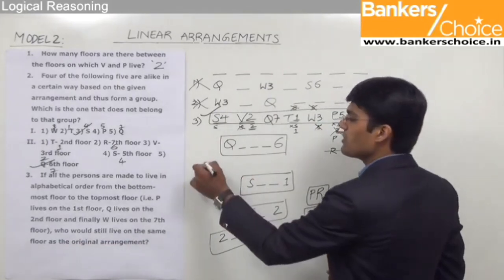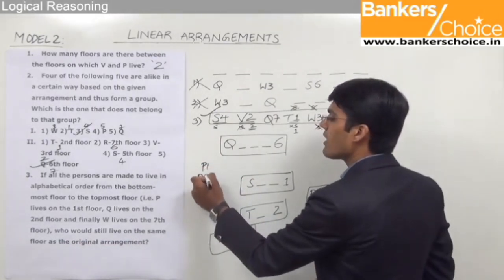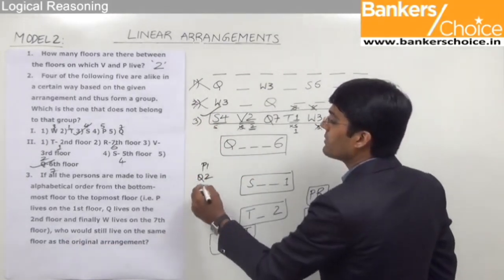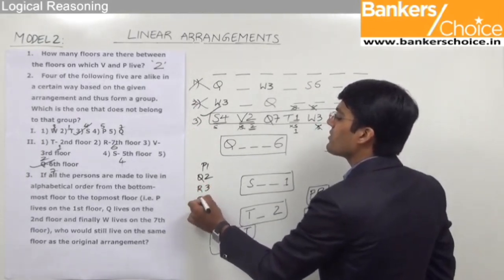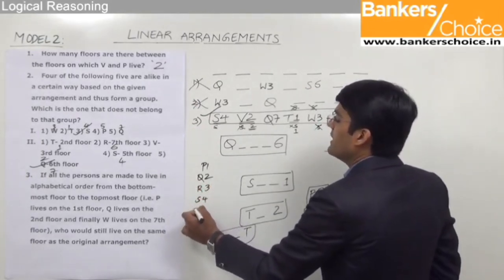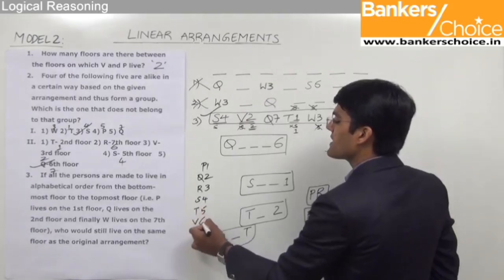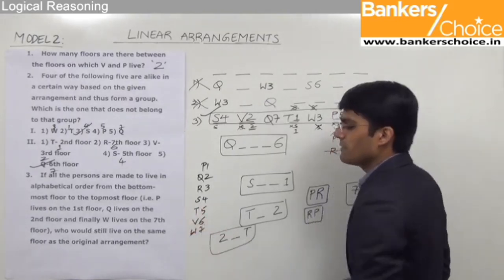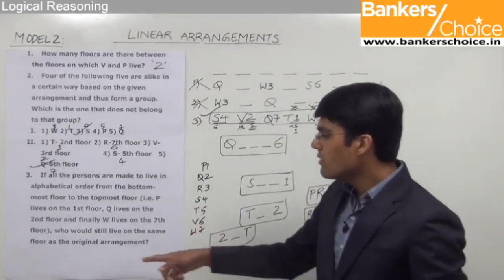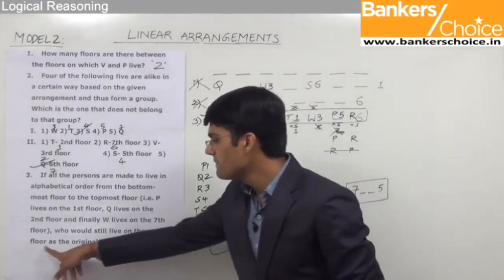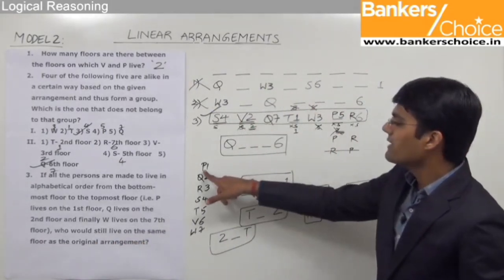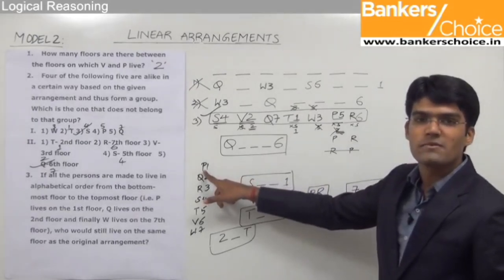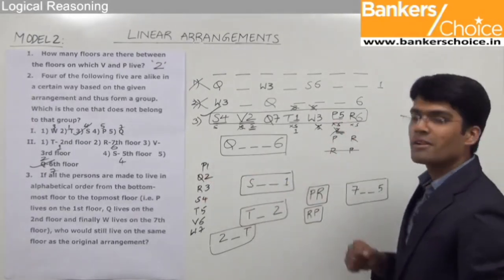That is, P should be on 1st floor, Q on 2nd floor, then 3rd person R on 3rd floor, S on 4th floor, T on 5th floor, V on 6th floor, and W on 7th floor. And we need to find out who would still live on the same floor as the original arrangement. Now if you compare here, as per the alphabetical order, P is on 1st floor, but as per the arrangement, P is on 5th floor.